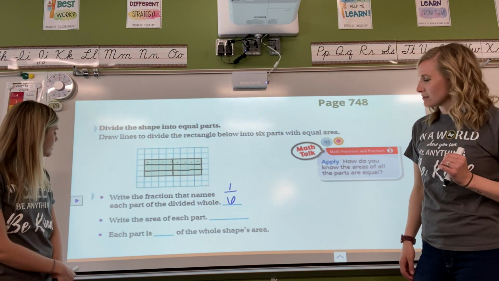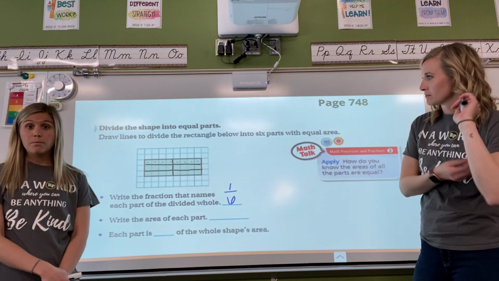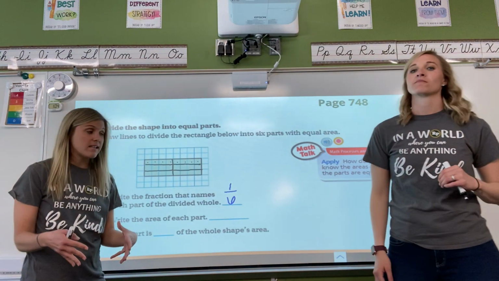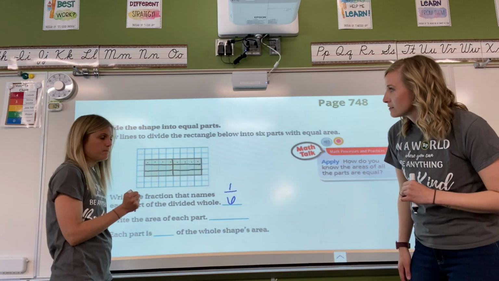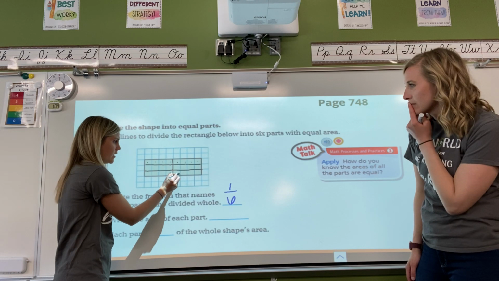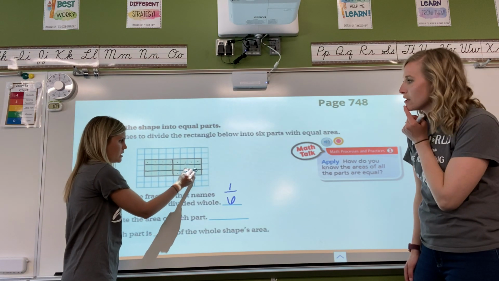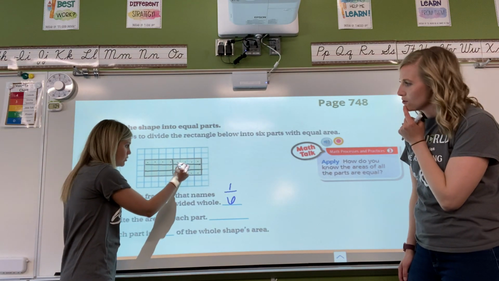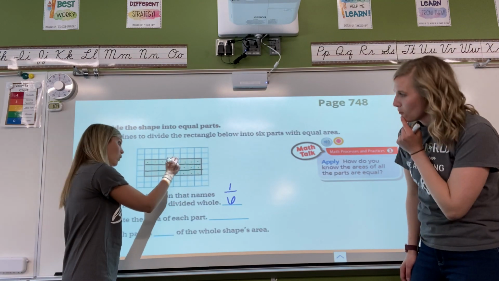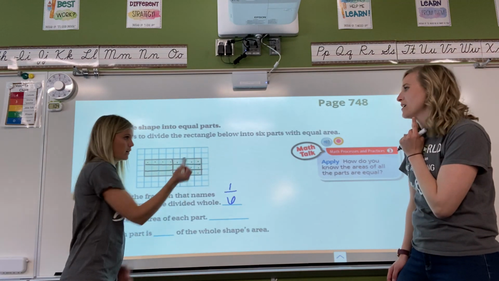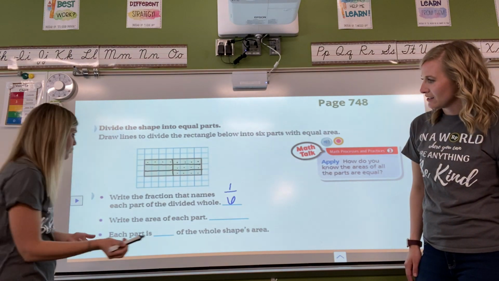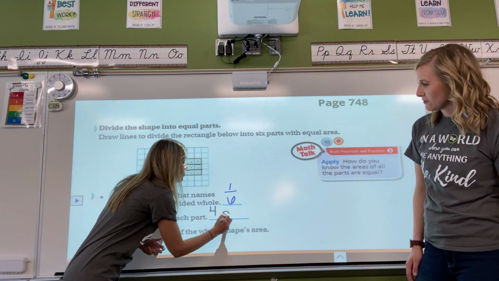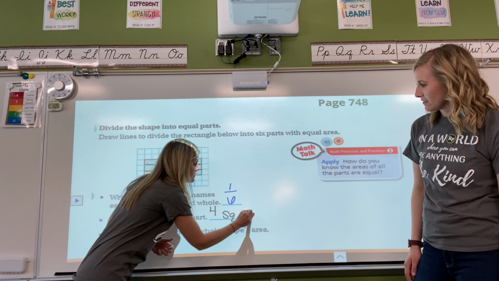Nice. Now it says write the area of each part. So remember, area is the inside. So what is the area in each of these shapes? Let's just do this one down here. 1, 2, 3, 4. 1, 2, 3, 4. So the area of all of them, if I was to keep going, would be 4 square units.